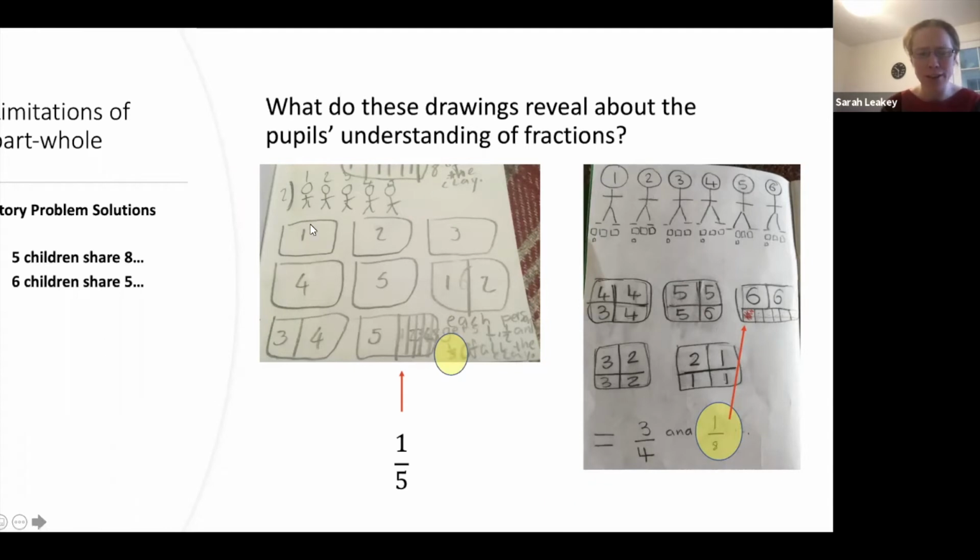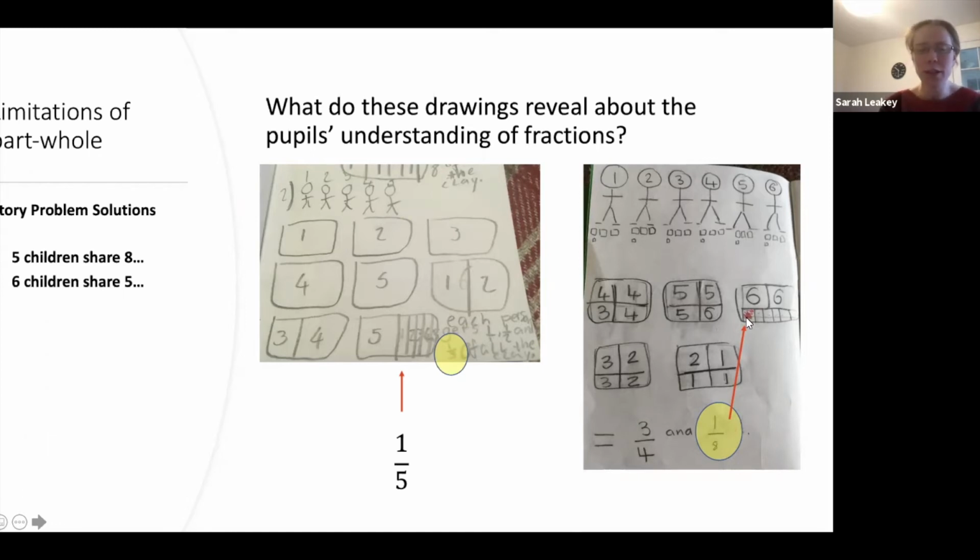But if we're trying to use it alongside these other ones, we need to describe it in relation to the whole. So it's actually 1/10. Same thing over here. This pupil has described this as 1/8 because there's 1, 2, 3, 4, 5, 6, 7, 8 parts and they're interested in one of them.